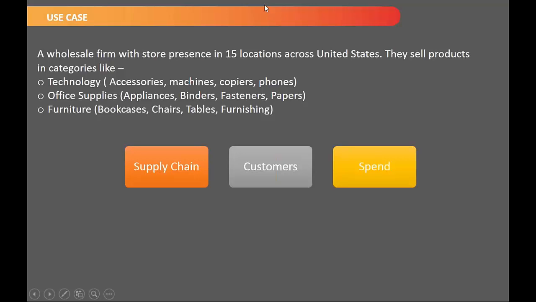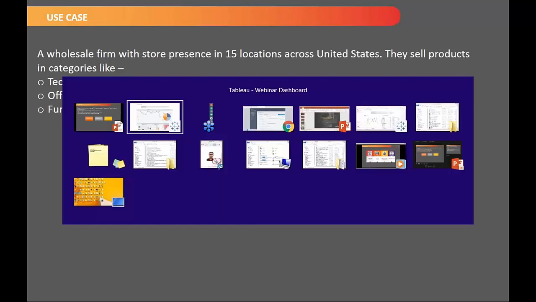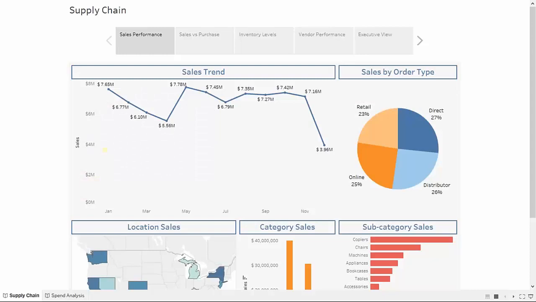Now let's go into the business intelligence solution, where we will be able to see these aspects in detail. What you see in front of your screen is a dashboard created in a tool, in our case Tableau, which allows you to get into the details and have a visualization of the various aspects of your business. We are going to first talk about supply chain, and then we'll talk about the customer aspects and the spend analysis.